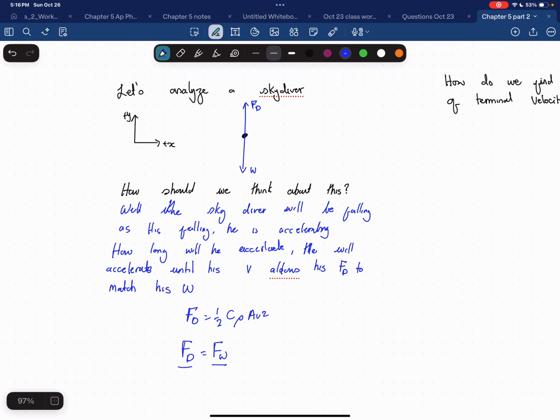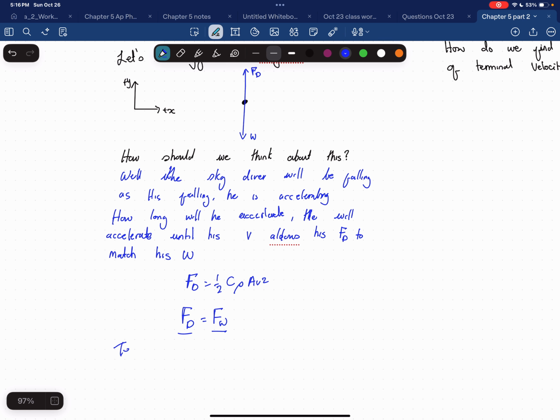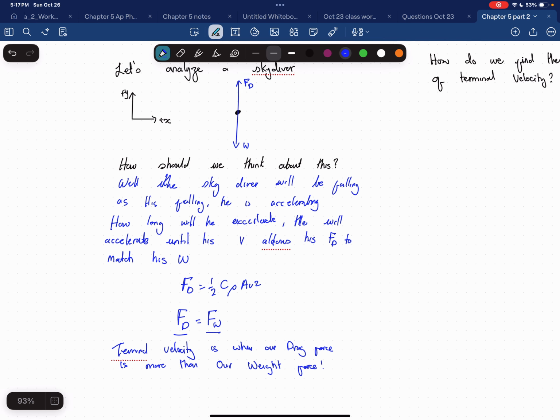All right? So let's see. Terminal velocity is when our drag force is equal to our weight force. Dope. Okay.